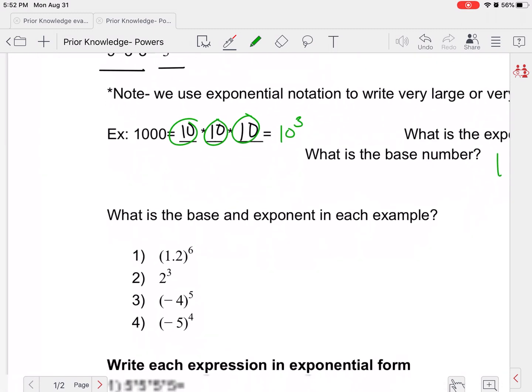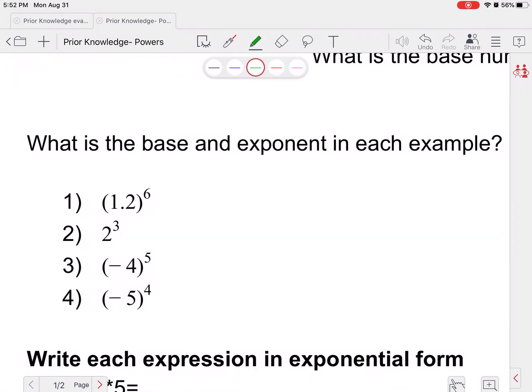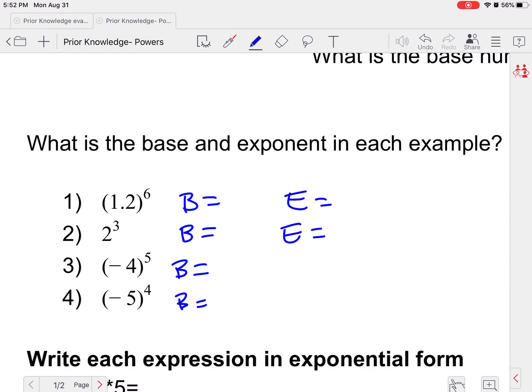All right, so let's identify the base and the exponent for each of these. I'm just going to say B for base for all of these, and then E for exponent. If I have 1.2 to the 6th power, 1.2 is my base, and the exponent is 6, because that's my little number. 2 to the 3rd would be 2 is the base, and 3 is the exponent. We could also call that 2 cubed. Cubed, or 3, has a special name there.